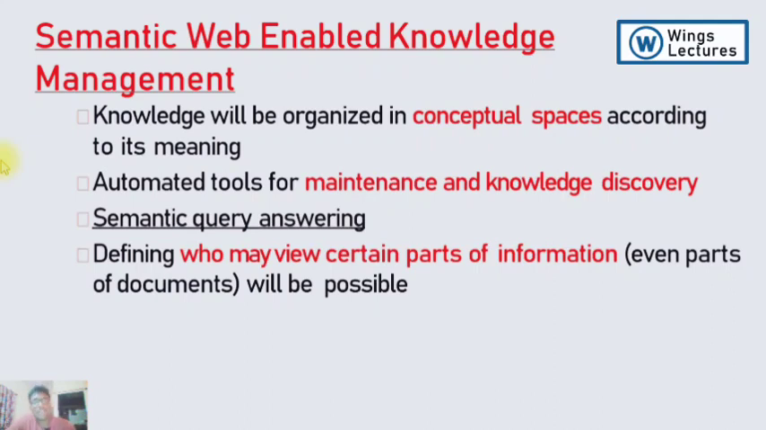So how does the semantic web enable knowledge management? The main thing is that knowledge will be organized in conceptual spaces according to its exact meaning. Next is maintenance and knowledge discovery. The semantic web uses automatic tools for maintaining the data which we already have on the internet.